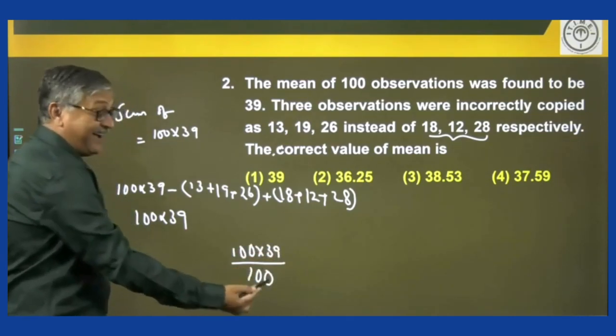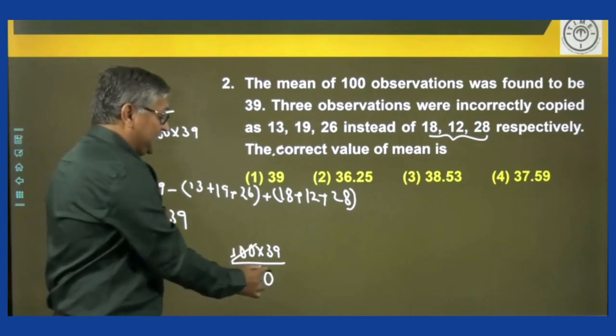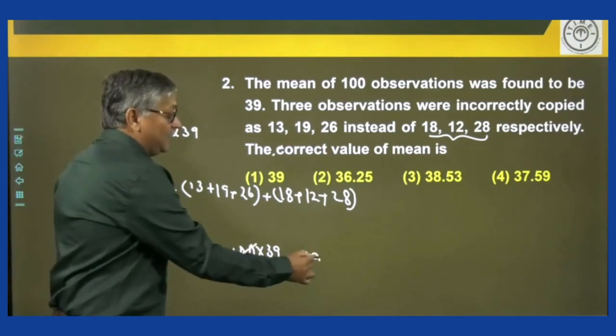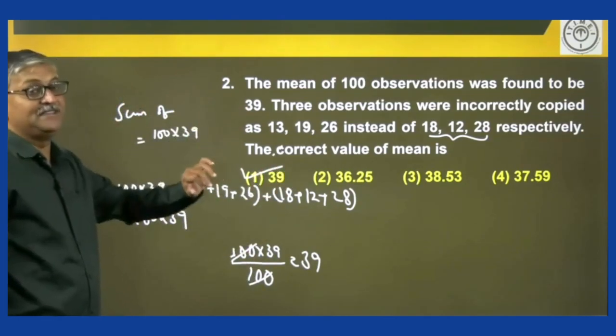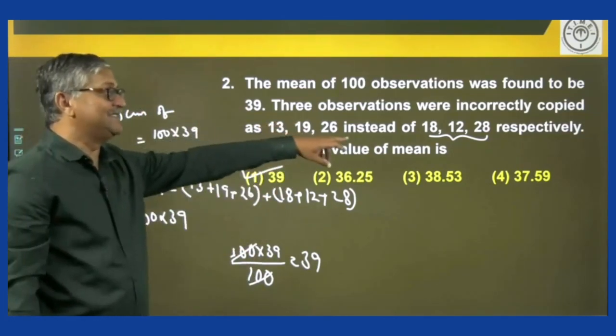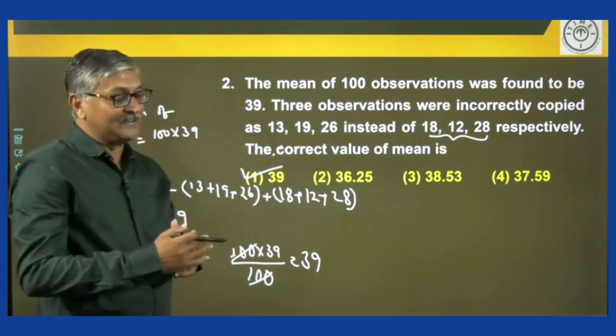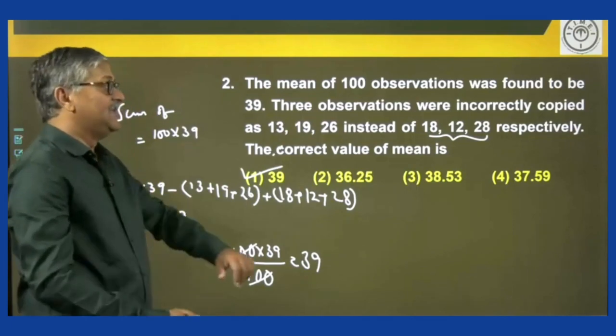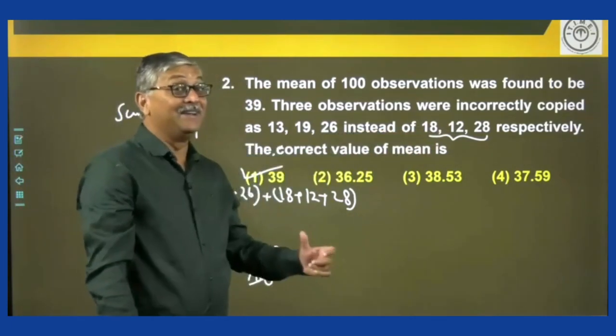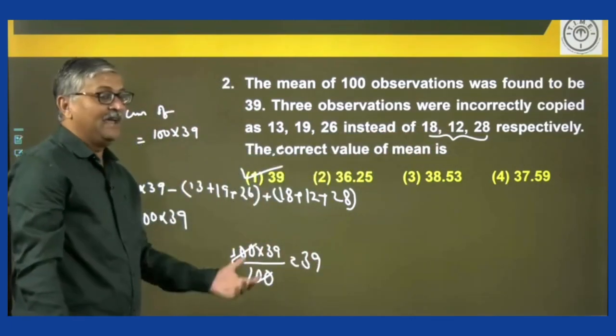Sorry, divided by 100. So clearly 100 will be cancelled. So 39 is the mean of that one. Why is the mean not affected here? Because the total sum, even if we wrongly consider the observation, remains constant. That's why the arithmetic mean is not affected here.